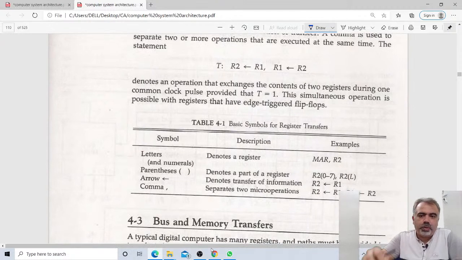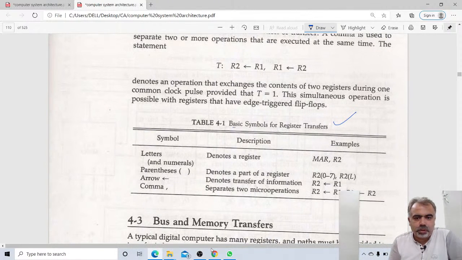Now, a very, very important question. This table is very important: the basic symbols of RTL. It is asked in the exam. It shows the notation of different registers like MAR and R2. These letters denote a register. Parentheses are very important: whatever you write in the brackets denotes a part of the register.